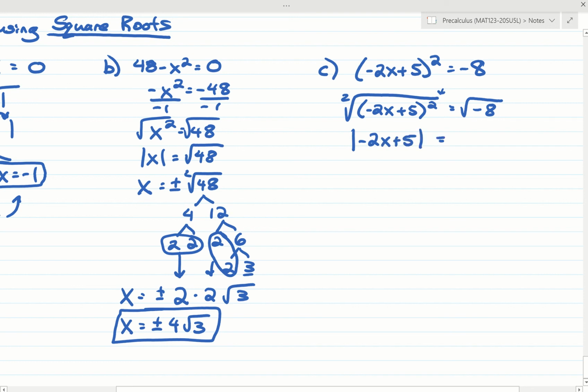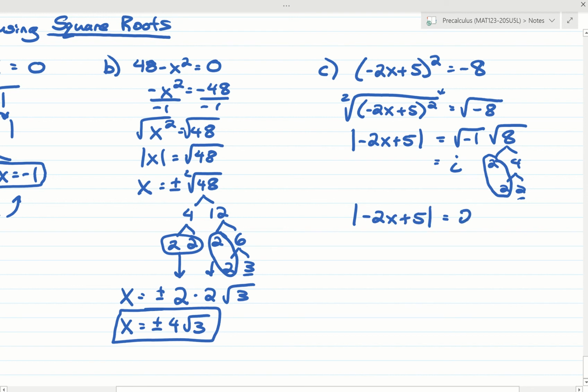And we have a square root of a negative. We've already talked about how to handle this. We could take care of the square root of negative 1, which we know is i, and we'll do the square root of 8. Square root of 8 is really just 2 times 4. 4 is 2 times 2, so we have one group of 2's with a 2 left over. So we get the absolute value of negative 2x plus 5 is equal to 2i, and then the square root of 2.